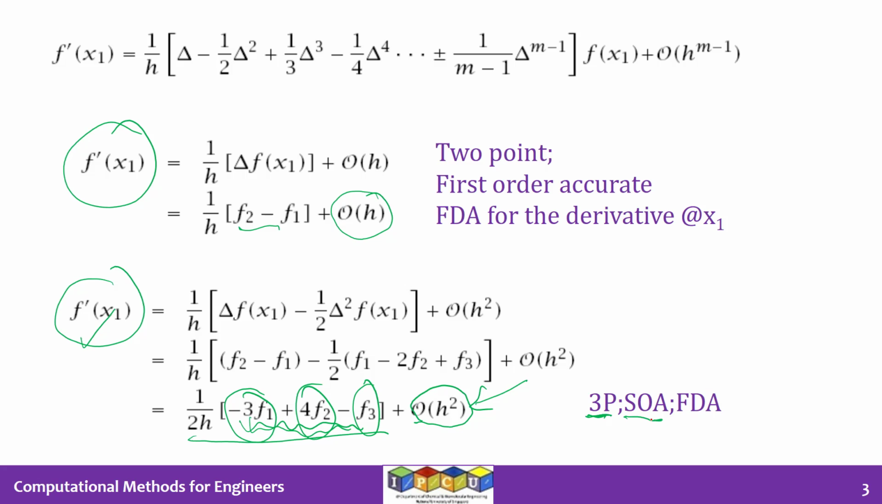It is second order accurate. SOA means second order accurate. So this was FOA, first order accurate. This expression is second order accurate because this is order of h squared. The truncation error is of the order of h squared. So it's second order accurate. And it is a forward difference approximation because it was based on deltas.